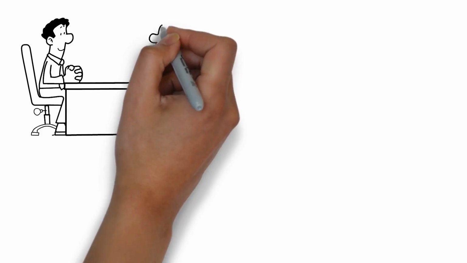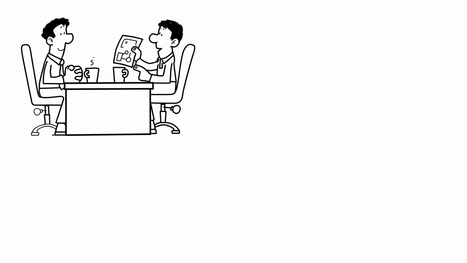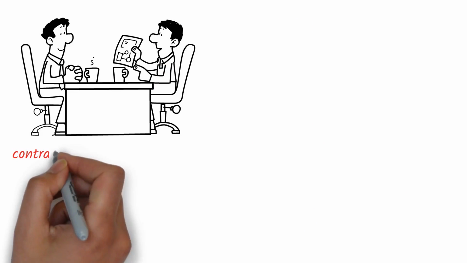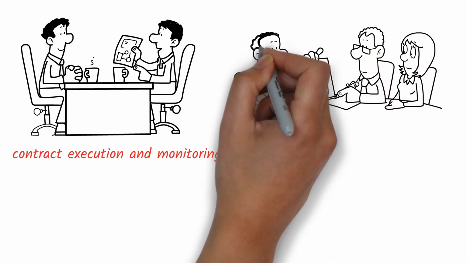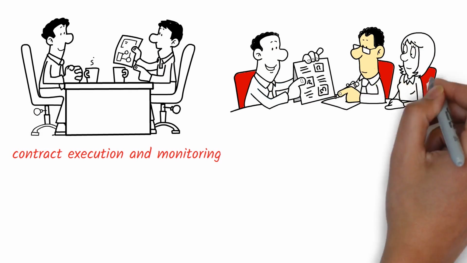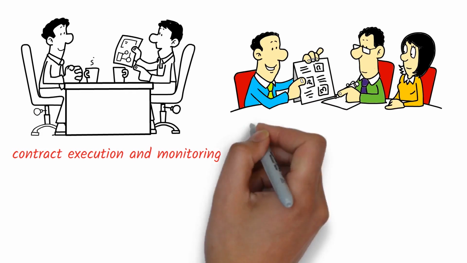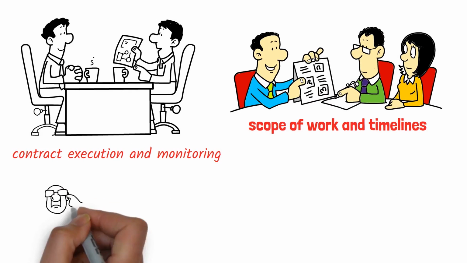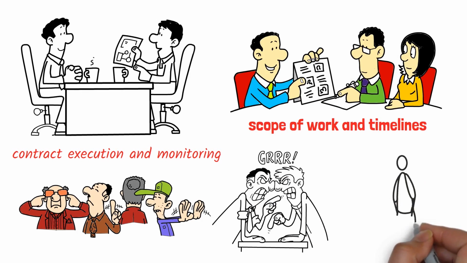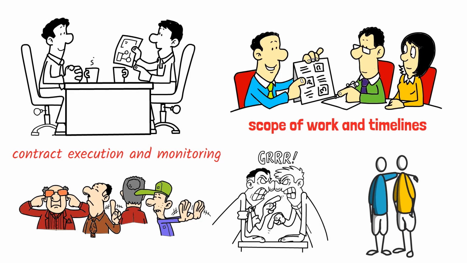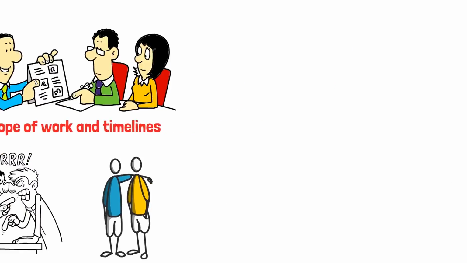The importance of a clear and concise contract is emphasized in critical elements of contract execution and monitoring. A well-drafted contract should define the obligations and expectations of both parties, include details such as the scope of work and timelines, and help prevent misunderstandings and disputes. This ensures that both parties are on the same page from the beginning of the contract.